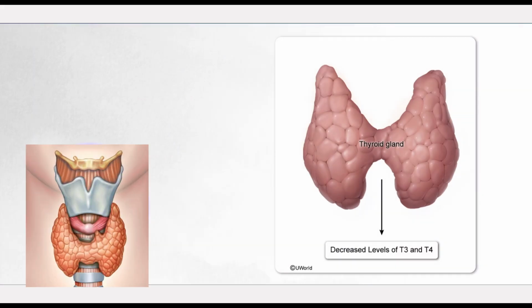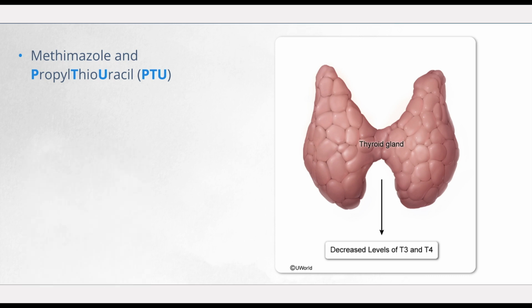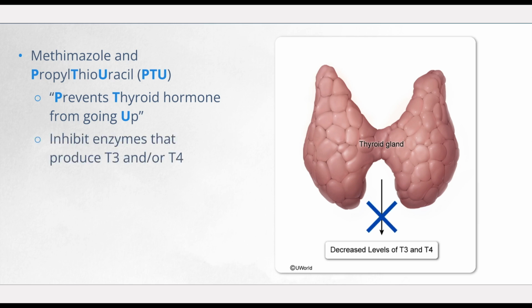Two anti-thyroid medications of the thionamide class include Methimazole and Propylthiouracil, or PTU, though there are other drugs used in this disease state. PTU can be remembered by thinking prevent thyroid hormone from going up. Both Methimazole and PTU block the production of thyroid hormones T3 and T4 in the thyroid gland, as seen in the image on the right. They take about 3 to 12 weeks to control symptoms and achieve a euthyroid state.